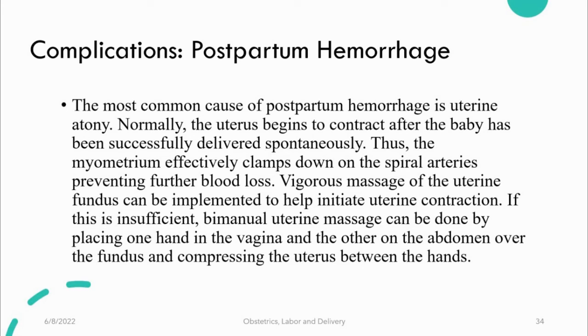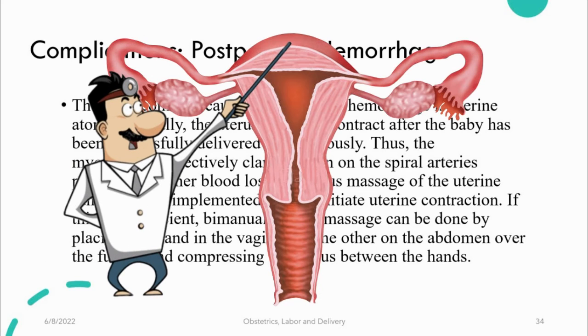The most common cause of postpartum hemorrhage: normally the uterus contracts after the baby has been delivered. So one thing we can do in order to encourage uterine contractions is to massage the fundus. You remember back when we talked about the anatomy and physiology? The fundus is the rounded top of the uterus. You can find the top of the uterus through the abdomen, and you can gently massage the abdomen in order to encourage the uterus to contract, and that can help with postpartum hemorrhage.